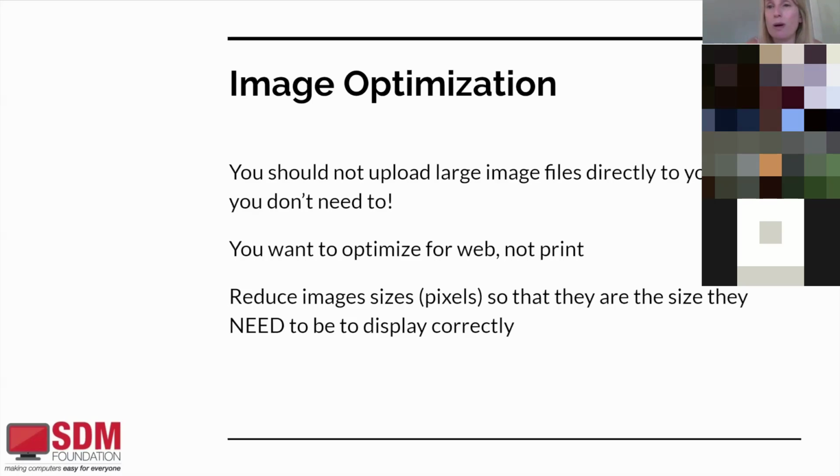So before you upload any images into WordPress, you should reduce the size of them so that they're the size they need to be for where you're using them on your site. That will make the file sizes much smaller, and it means that everything you're uploading into your site is optimized before you begin.